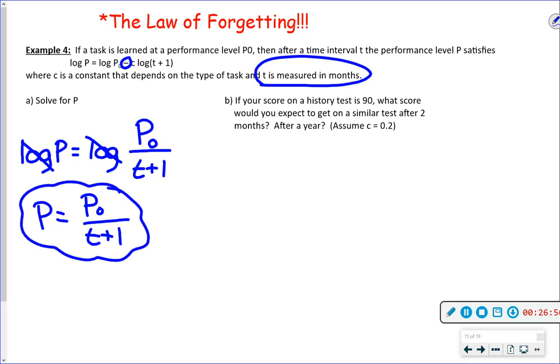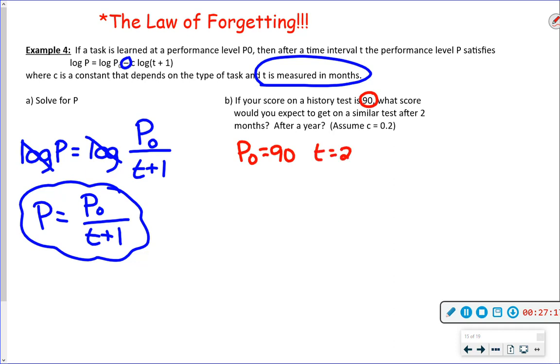Now, score on a history test is 90. So that's your initial score, your starting score. So that's the P sub 0. I'm just thinking about that as I keep reading this. What score would you expect to get on a similar test after 2 months? Okay, I'm on it. And then we'll do a year. I'll do the year in a minute.